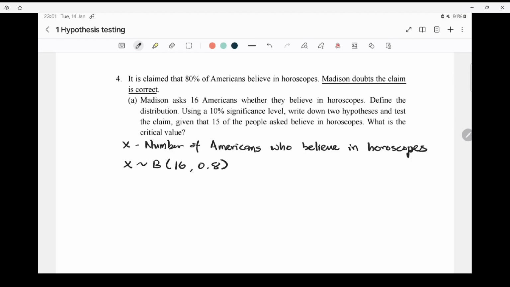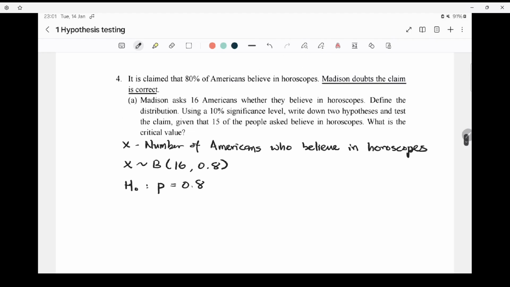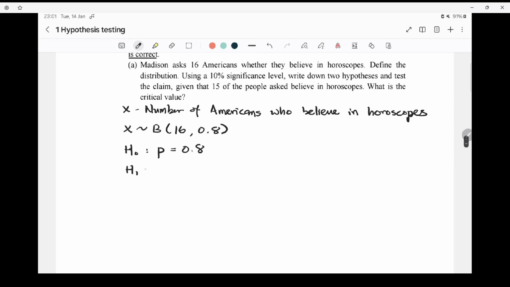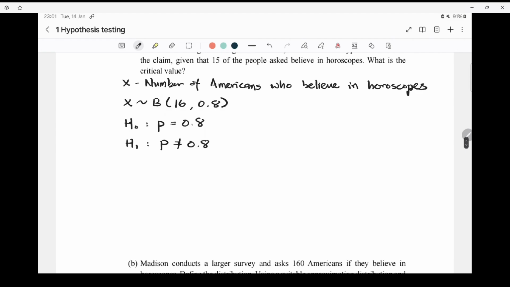Now you need to formulate two hypotheses. Your H naught would be to say that your probability P equals 0.8, because it doesn't tell you the direction and you want to perform a two-tail test. So your H1 should be P not equal to 0.8. Notice the difference between the alternative hypothesis for the two-tail test versus the one-tail test ones. So you know that your significance level is 10%.